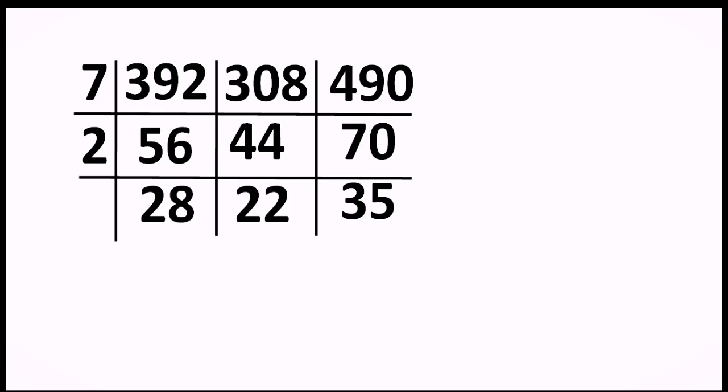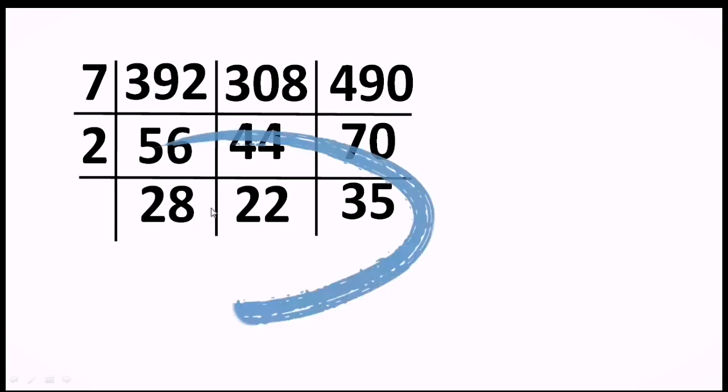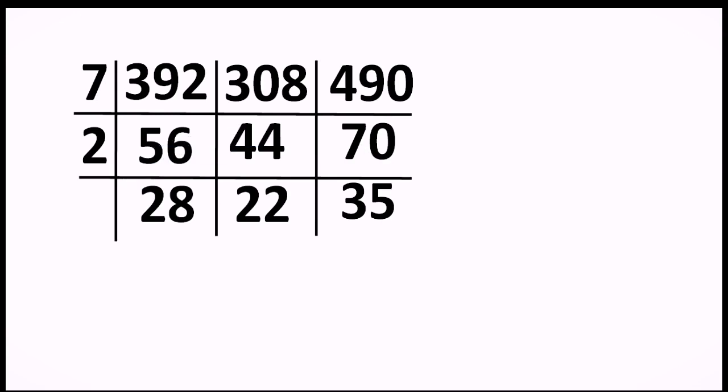Again, I need to find the GCD, right? If you observe the bottom layer, you will come to know that 28, 22 and 35 are not present in one and the same table, correct? So I have to stop here only, because it is GCD. In GCD, once the bottom layer numbers are not present in the same table, we have to stop, right? So 28, 22, 35 are not present in any other table, so that is the end of our calculation.